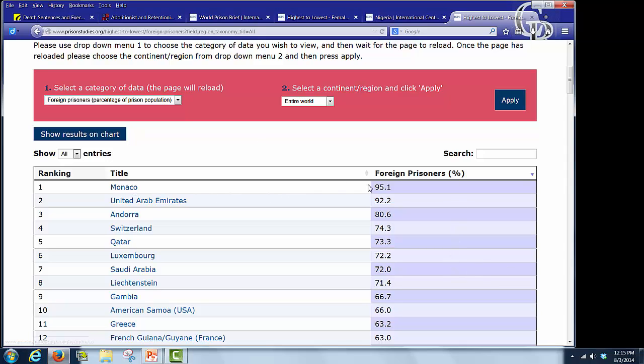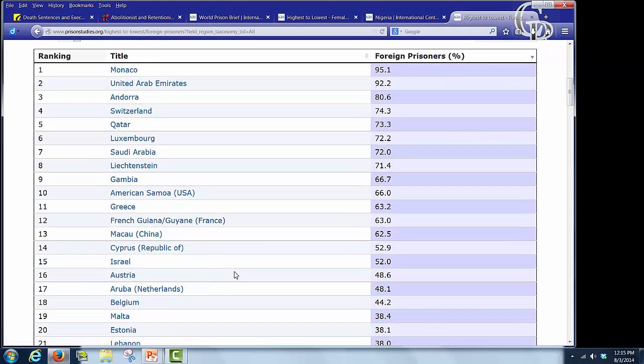You'll see that Monaco has an extremely high proportion of foreign prisoners, but part of this is because Monaco itself has such a small population, just the population of those people who actually are citizens of Monaco. But some of these others, Saudi Arabia, for example, with over 70% of its prison population being foreigners. In Saudi Arabia and many other Middle Eastern countries, you have foreigners coming in to work in the Saudi Arabian oil fields, for example, and those individuals are discriminated against, as are many minorities.